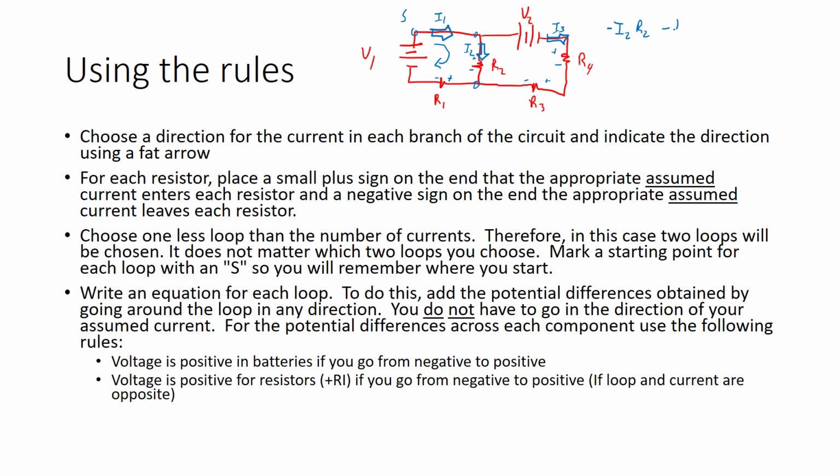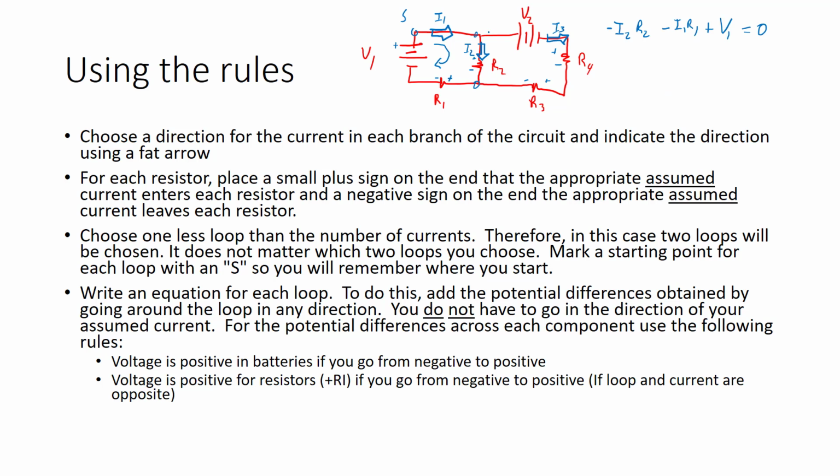So minus I1 R1. And then I see this potential from this battery over here, which is just V1, and I'm going from negative to positive. Remember, the long side is positive, so that's plus V1. This has to equal 0.